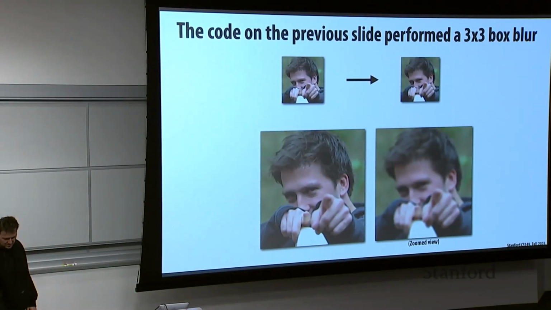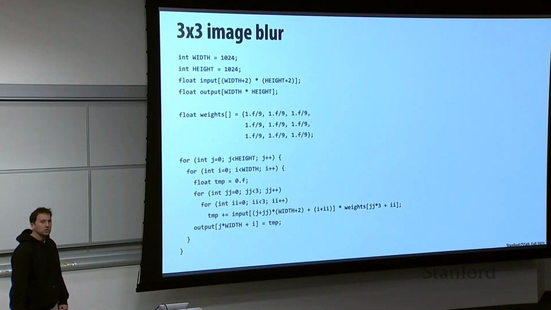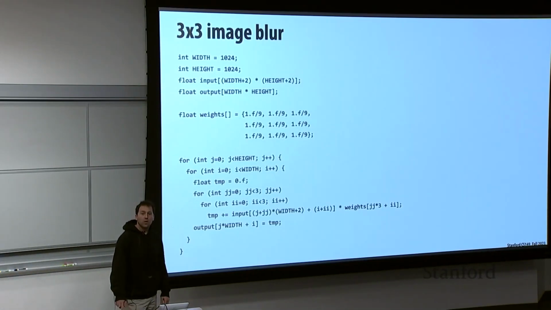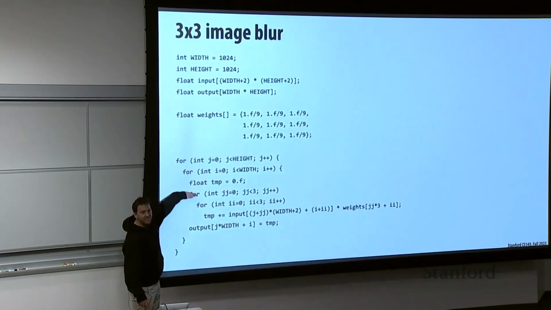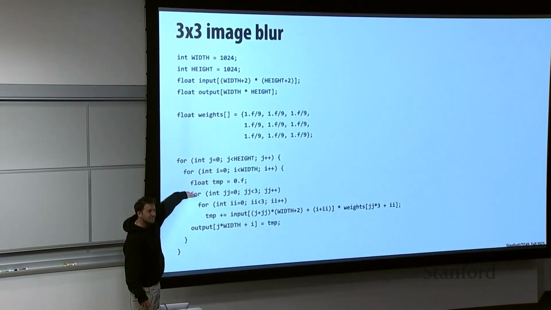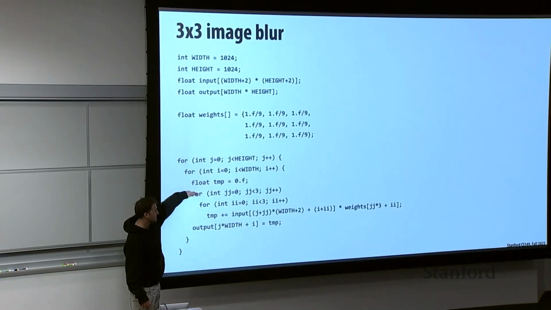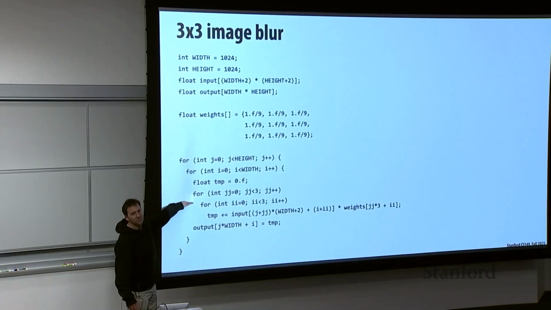All right, so here's that code. And here's my question to you. Let's analyze it a little bit. What is the amount of work done per pixel? How many arithmetic ops per pixel? In other words, look here. Shout out. Floating point arithmetic ops.